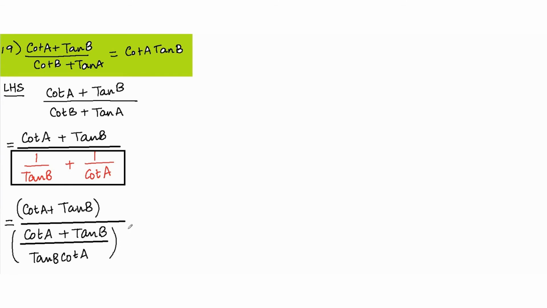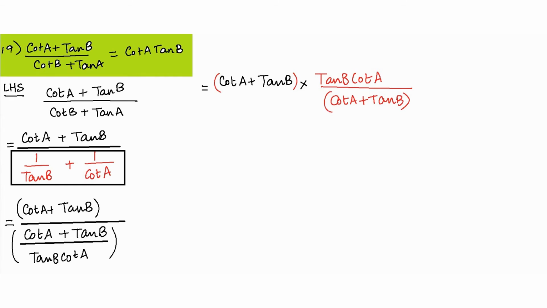This is one and this is the other fraction. I know that when fractions have to be divided, I should be taking the reciprocal of the denominator and multiplying it. So what is the reciprocal of the denominator? The reciprocal of the denominator is tan B cot A divided by cot A plus tan B. And therefore the terms cot A plus tan B can now cancel, and what I now get is tan B times cot A, which is equal to the RHS. And therefore my LHS equals RHS is true.